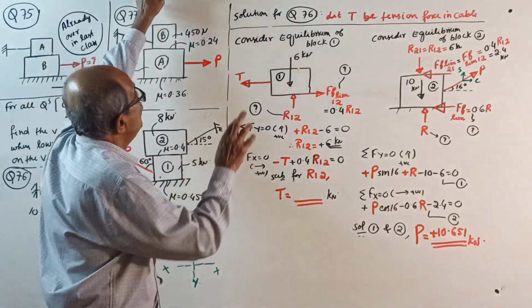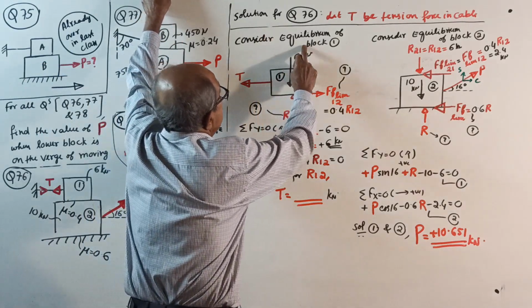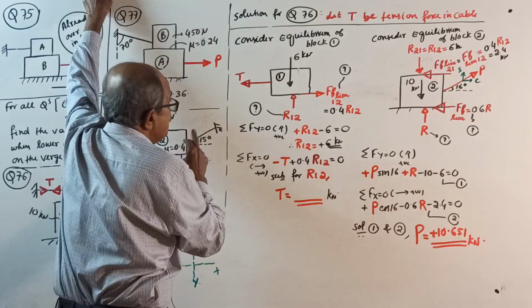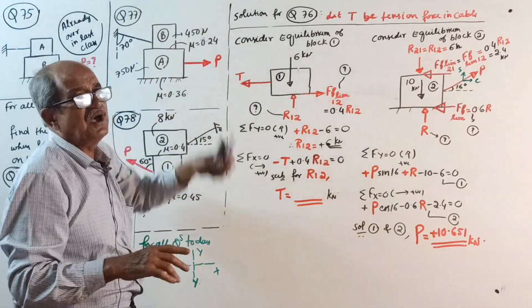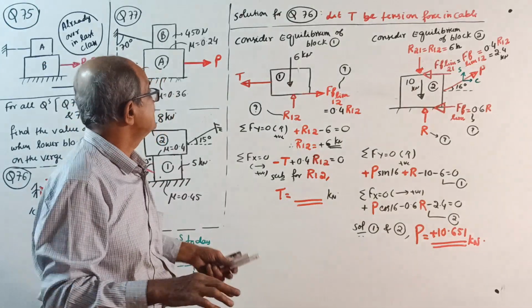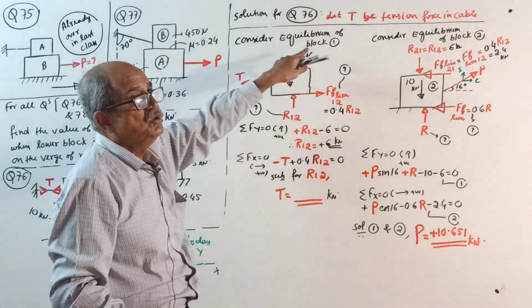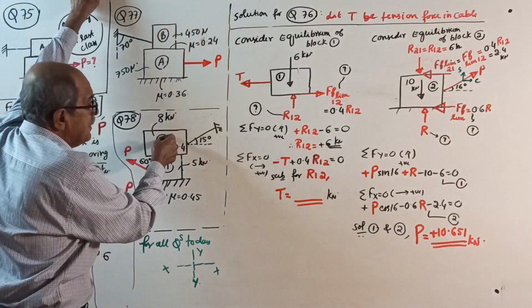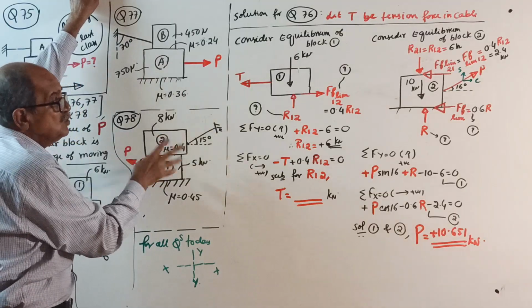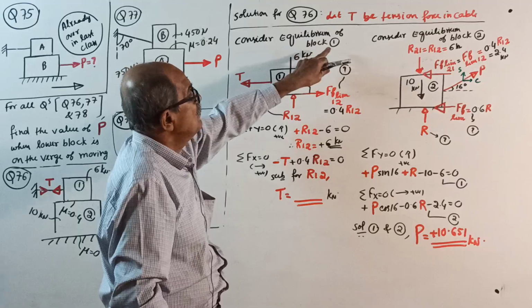Okay, over. So, first, consider equilibrium of block 1. Always upper block first. Why? Because your unknown is for lower block. I told this thousands of times. Okay, first, always, why upper block first? Don't by heart 1 and 2. Next, see, this question, upper block is 2. So, don't by heart 1 and 2. Consider equilibrium of upper block.